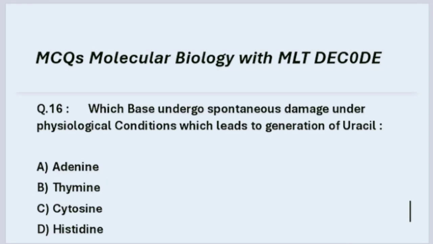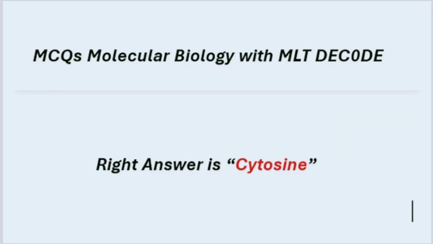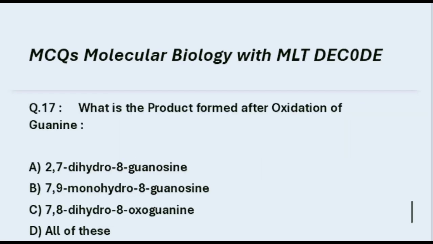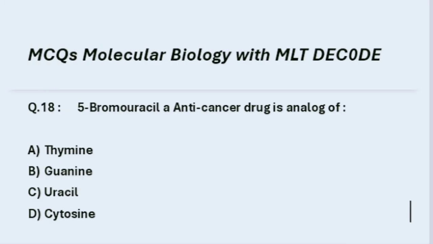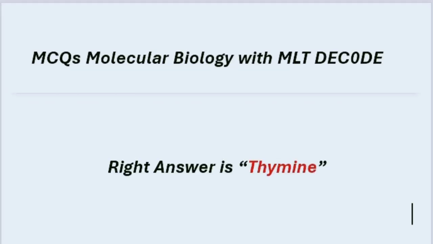The next is: which base undergoes spontaneous damage under physiological conditions, which leads to generation of uracil? Adenine, thymine, cytosine, histidine. Right is cytosine. The next is: what is the product formed after oxidation of guanine? 2,7-dihydro guanosine, 7,9-monohydro guanosine, 7,8-dihydro oxoguanine, or all of these? The right answer for this is 7,8-dihydro oxoguanine. Next is: 5-bromouracil, an anti-cancer drug, is an analog of thymine, guanine, uracil, cytosine. The right answer is thymine.